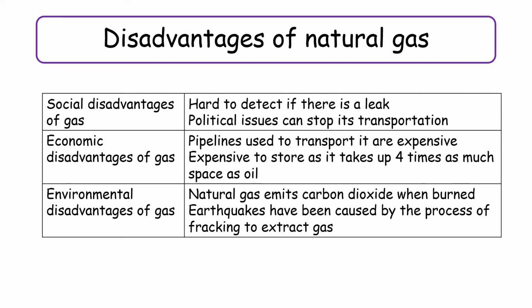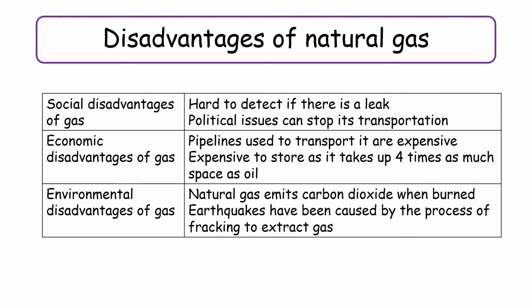And then lastly, environmental disadvantages. Although it's cleaner than other fossil fuels, it does, when it's burnt, emit carbon dioxide, and we know that's an issue because of the greenhouse effect and global warming and all the issues associated with that. One way we can extract gas is through something called fracking. I think I mentioned this a couple of videos ago as well.